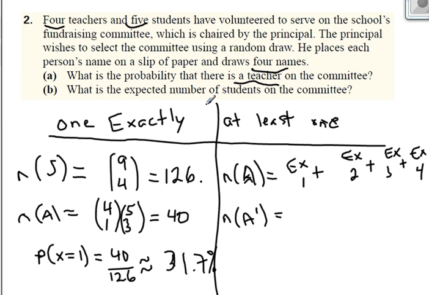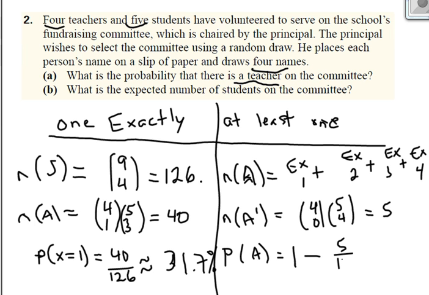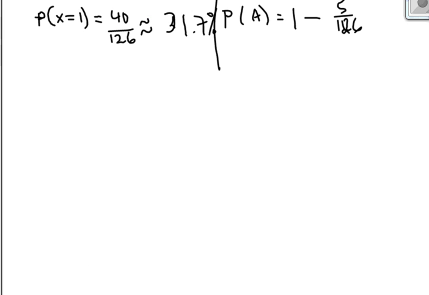Not A, the opposite of at least 1 is 0. And if I have 0 teachers, then I must have all students. So there's 5 ways of that happening. And so therefore, the probability of A is 1 minus 5 over 126. So that's 121 over 126. And again, if you like the decimal answer, you should get 96.0%.